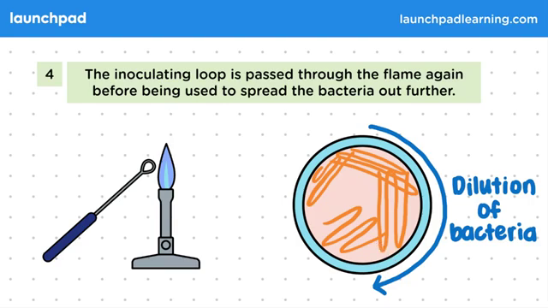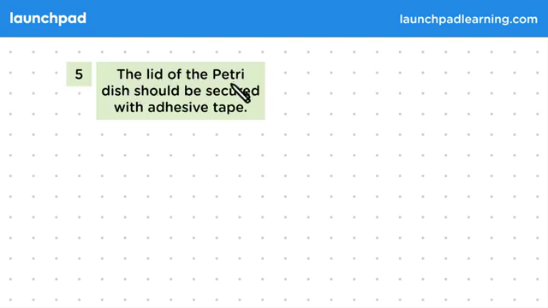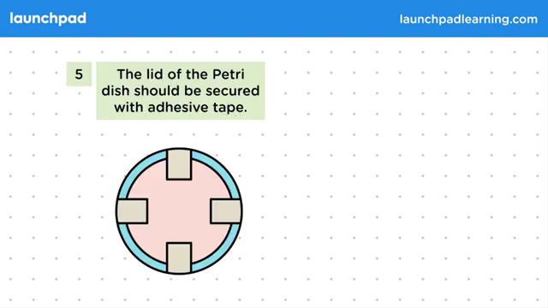How do we store our Petri dish safely? The lid of the Petri dish should be secured with adhesive tape. You can see in this diagram that the tape has been placed in 4 places around the edge of the Petri dish. We place the tape in this way to prevent the dish from opening and also getting contaminated with other bacteria. It's also important that the tape isn't all the way around the edge, as this may prevent the growth or even promote the culturing of dangerous anaerobic bacteria.